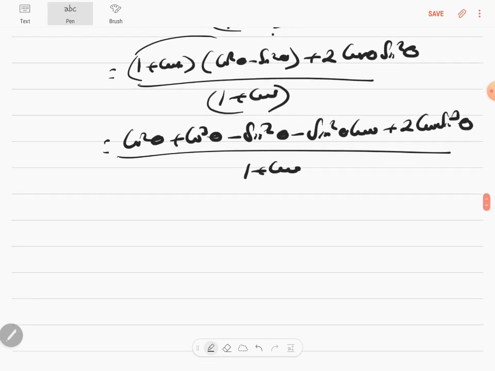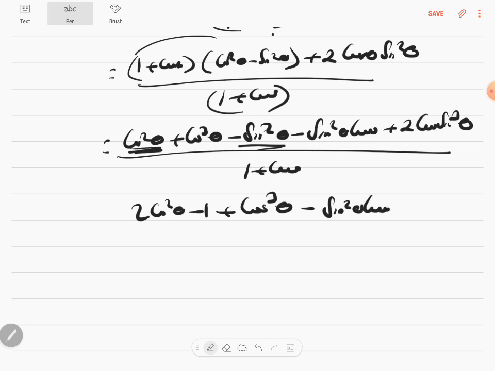Okay, next, this itself is cos square theta minus sin square theta. Can you see? Cos square theta minus sin square theta is cos 2 theta, which is 2 cos square theta minus 1. So I would write it as 2 cos square theta minus 1, plus I will have a cos cube theta, then minus sin square theta cos theta plus 2 sin cube theta.